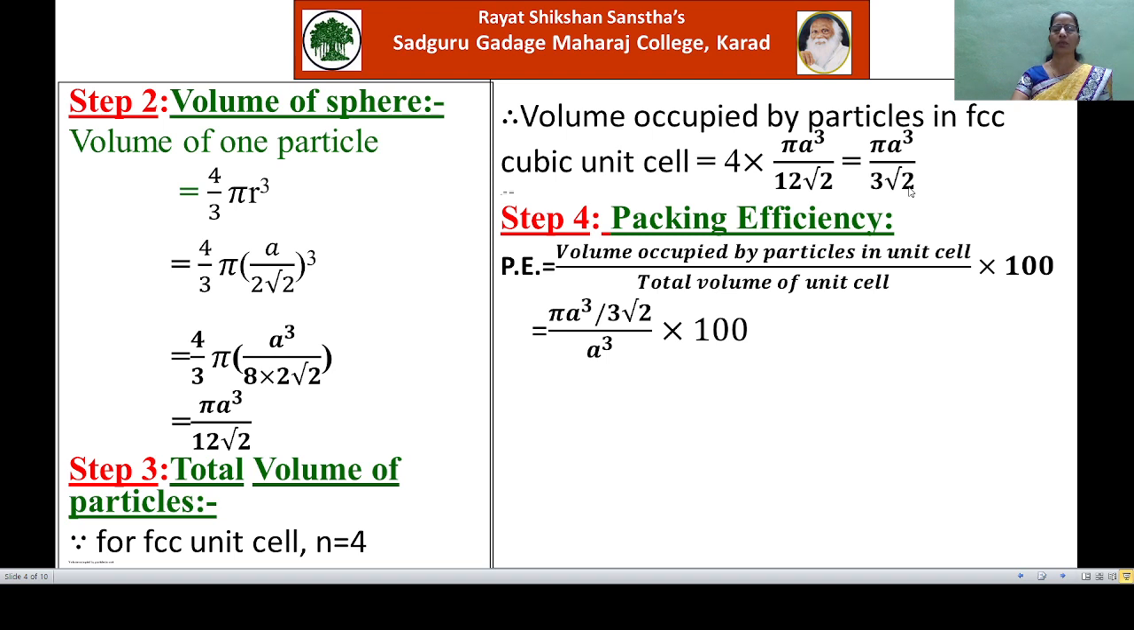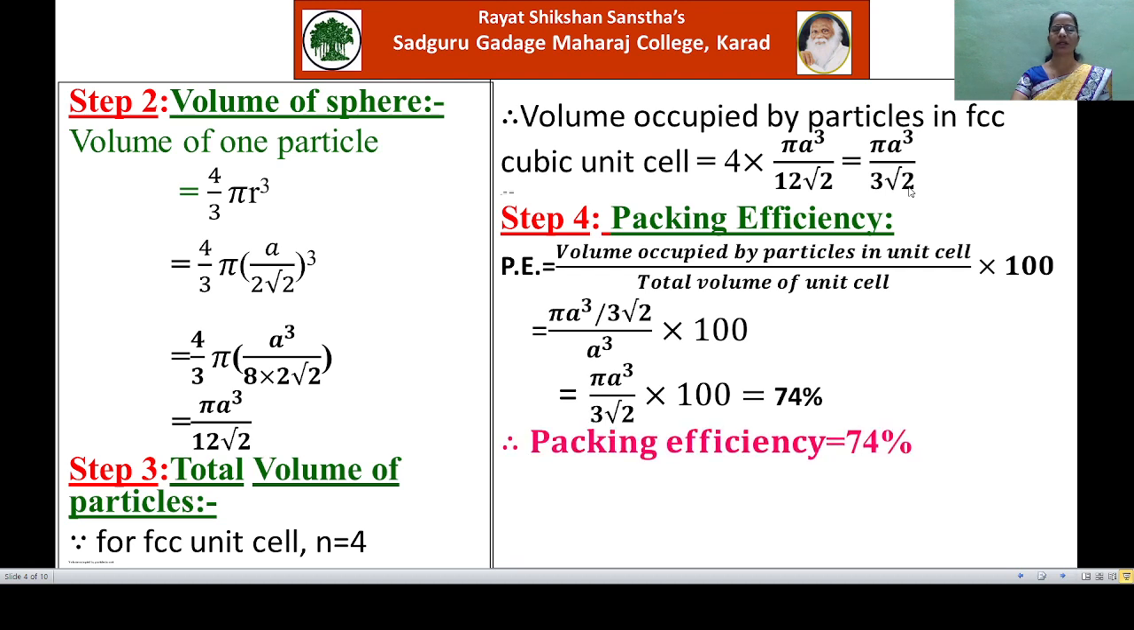The total volume of unit cell is a cube, we know it, multiply it by 100. Now by simplifying you will obtain the answer as pi a cube upon 3 root 2 into 100. If you solve this equation, you will find the answer as 74%. Thus, the packing efficiency of metal crystal in face-centered cubic unit cell is equal to 74%.